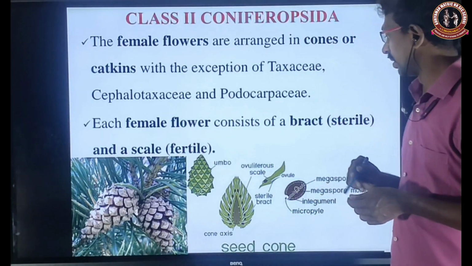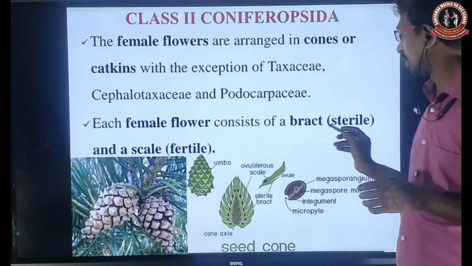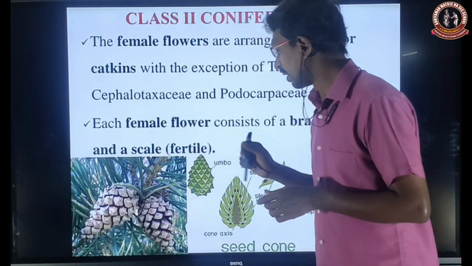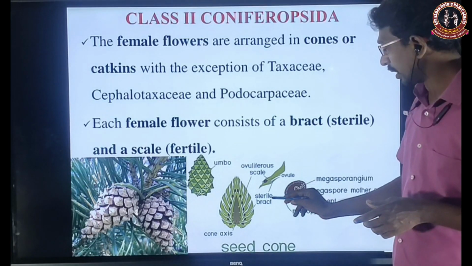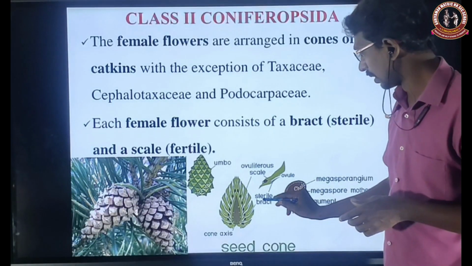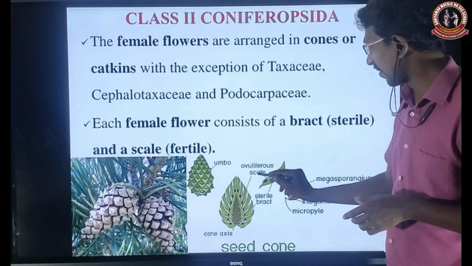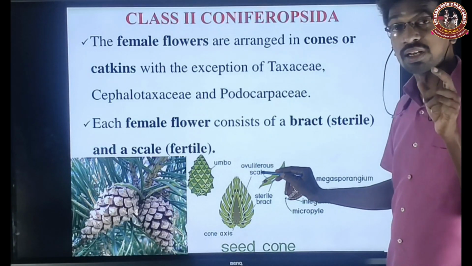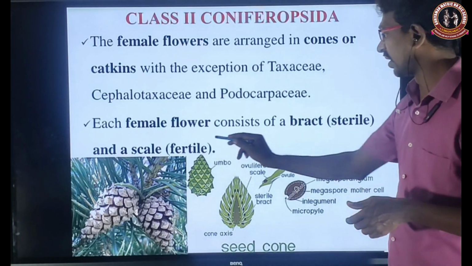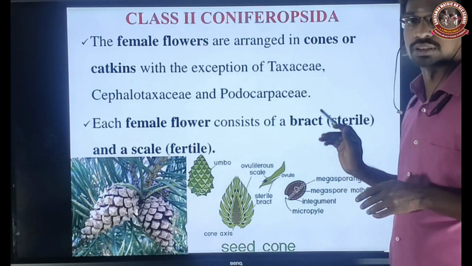Each female flower consists of a bract. That is a sterile structure. And the scale, that is fertile. That is a bract, a sterile structure, and the scale is fertile because it bears the ovule. So scales are fertile structures, bracts are sterile structures.